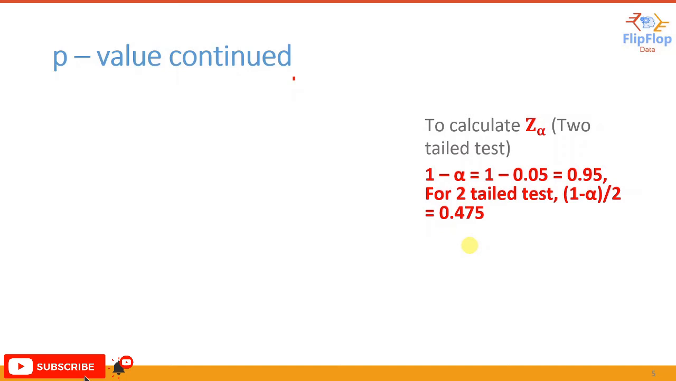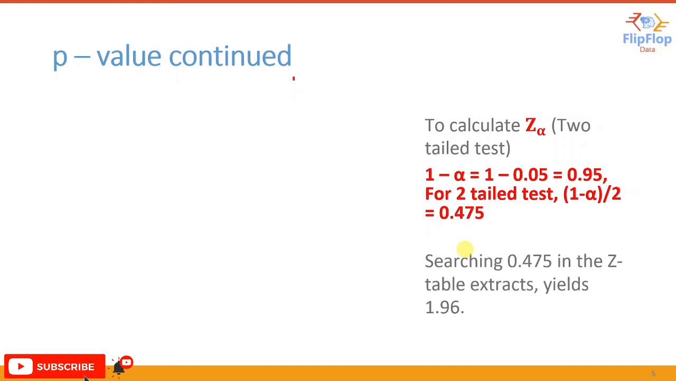And for a two-tailed test, what we do is 1 minus alpha divided by 2. That gives us 0.475. What we do now is we search this 0.475 in the Z table extract. I will show you.